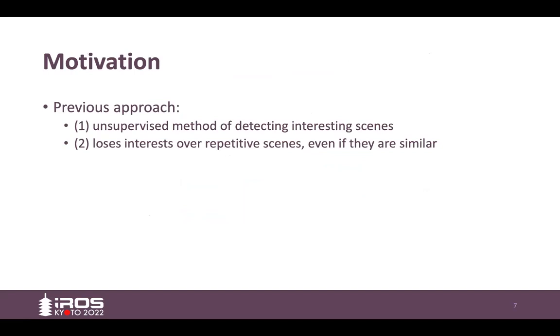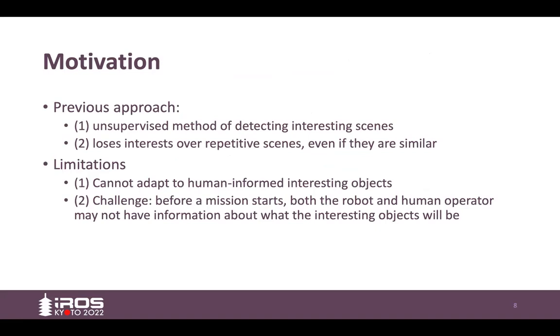So the motivation of our work is that the previous approach is an unsupervised method of detecting interesting scenes, and it loses interest over repetitive scenes even if they are similar. But there are some limitations. Number one, it cannot adapt to human-informed interesting objects. The challenge is that before a mission starts, both the robot and human operator do not have any information about what the interesting objects will be.